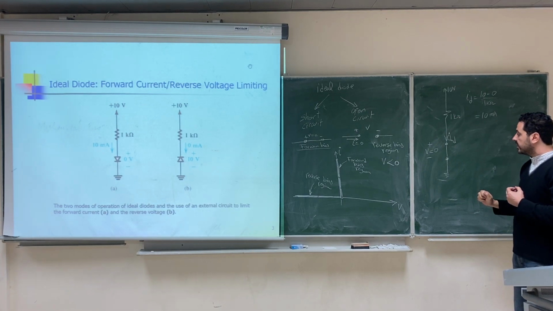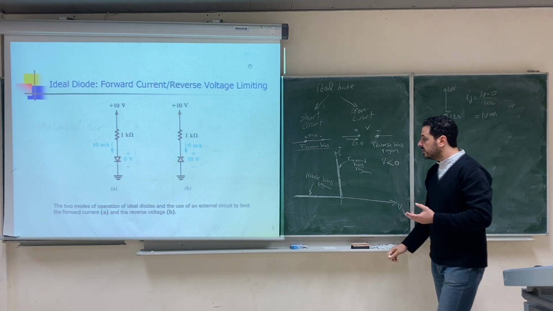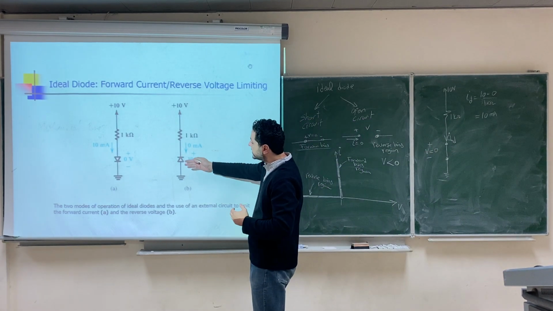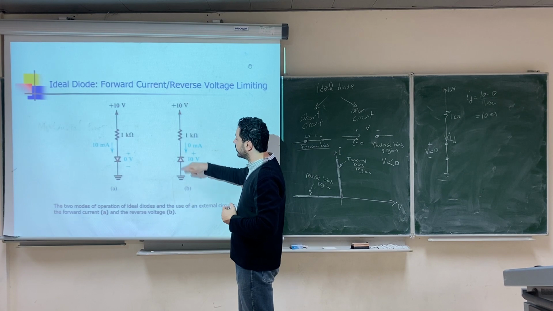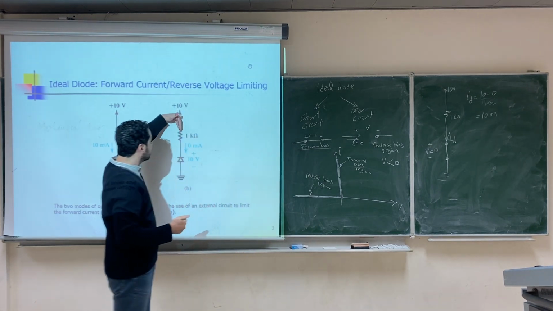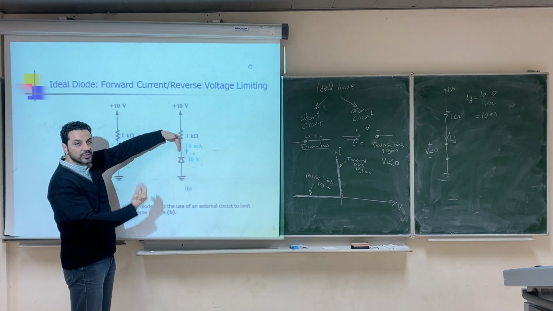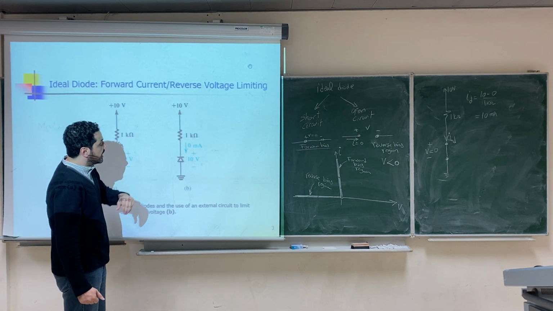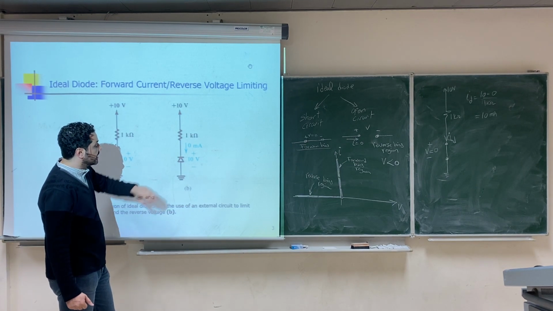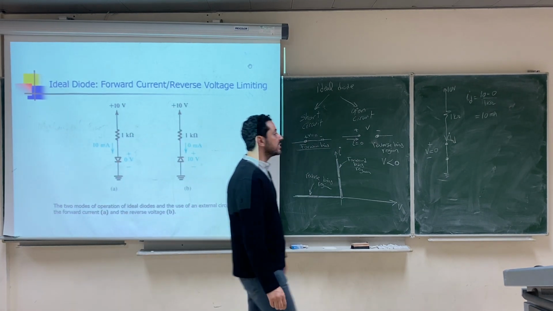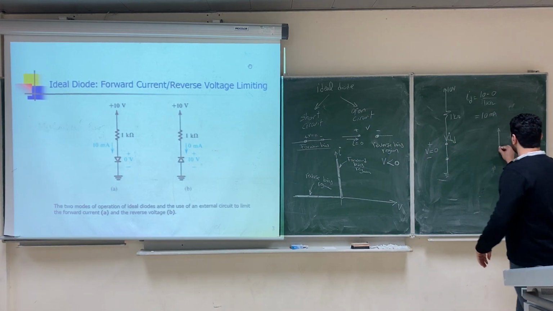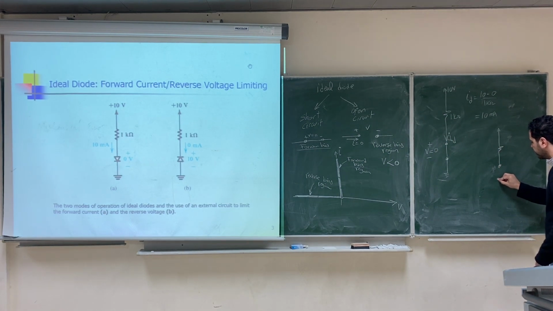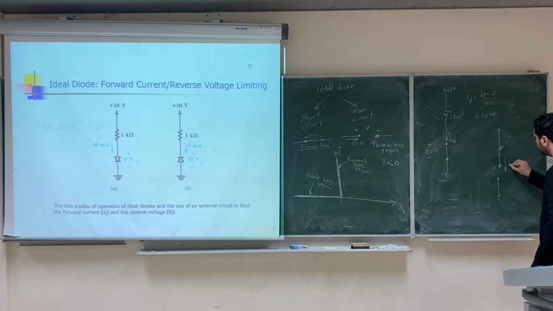On the other hand, here if we reverse the diode, then you expect that the diode will work as an open circuit. Why? Because you are trying to push the current opposite to the arrow, right? You are trying to push the current in the reverse direction of the diode. So the diode works as an open circuit, and if it works as an open circuit, this means that the current of the diode will be 0. What about the voltage of the diode? This is reverse bias, right?